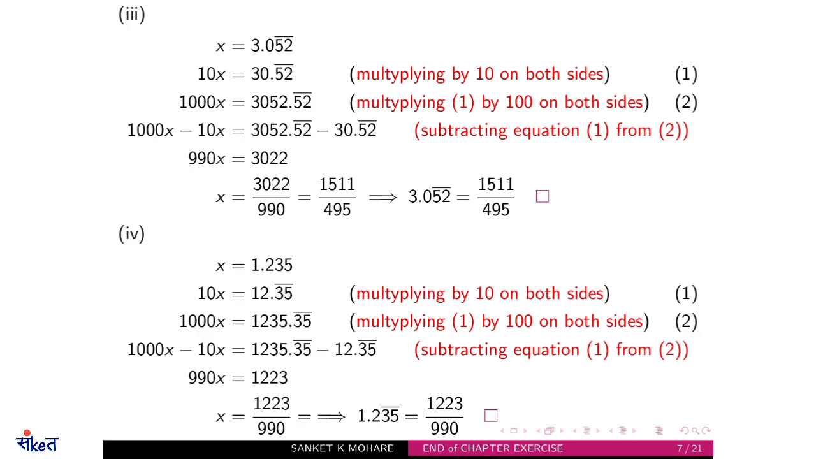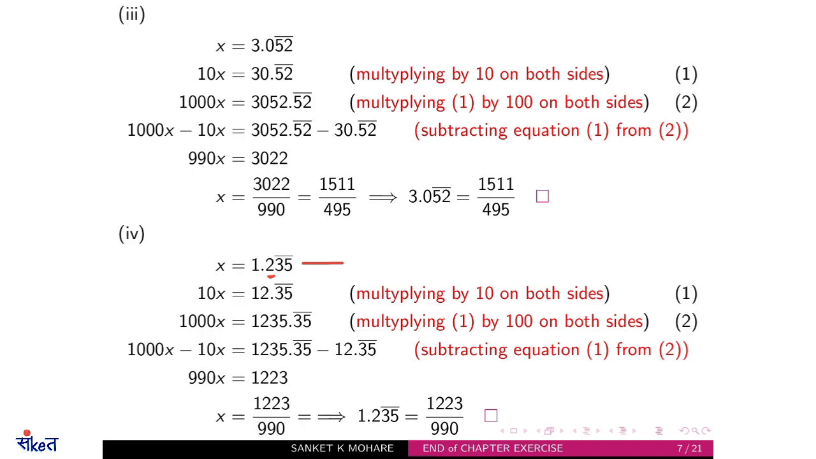Next, question number 4. We have to convert 1.2 bar 35 in P by Q form. The same method applies here. One digit after the decimal is non-repeating and two digits are repeating. So as in the previous question, we follow the steps. Assume x equal to 1.2 bar 35. Since one digit is non-repeating, we multiply this equation by 10 on both sides. So we obtain 10x equal to 12.35.